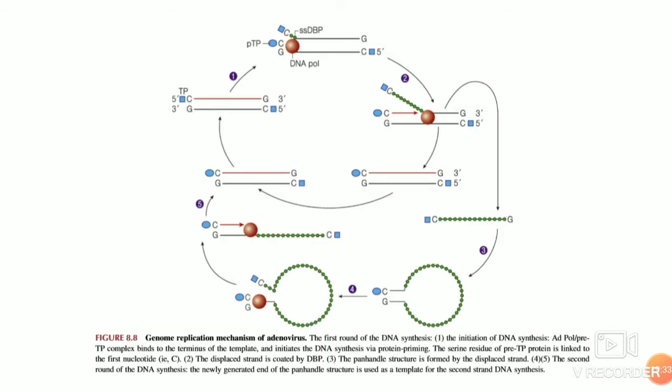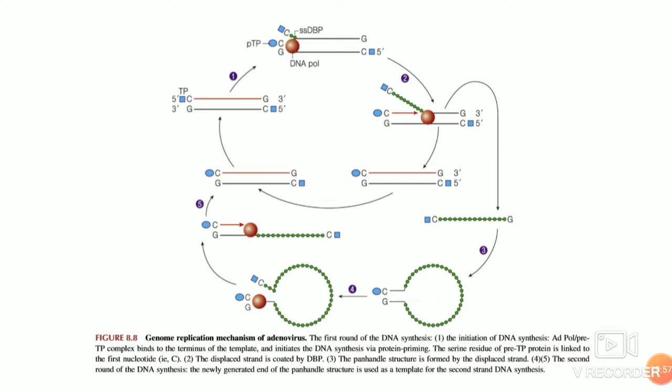This type of DNA replication is called asynchronous replication, because one strand of the viral double stranded DNA is used as a template for the first round of DNA synthesis, and then the displaced strand is used for the second round of DNA synthesis. So it is asynchronous replication.